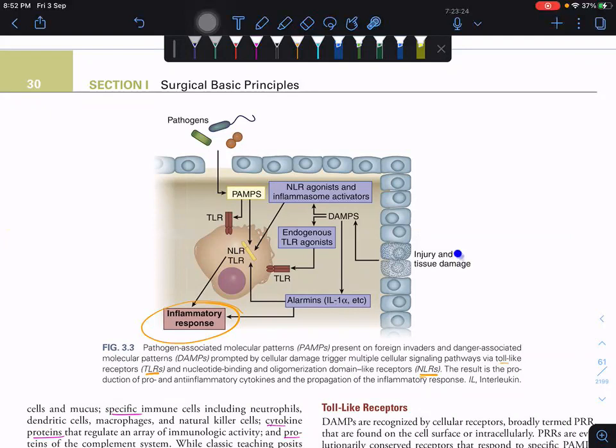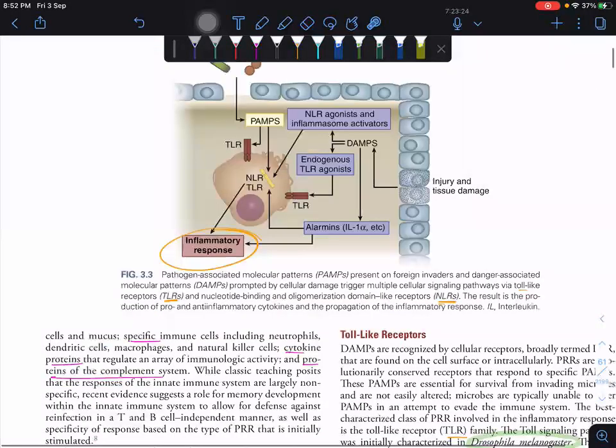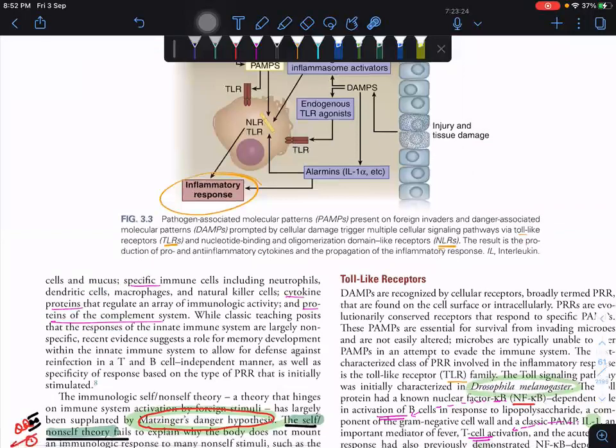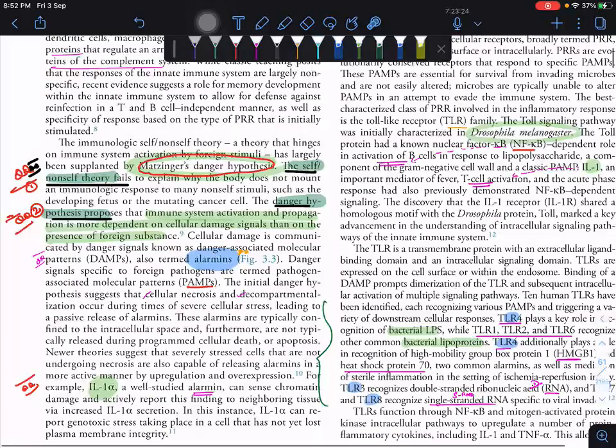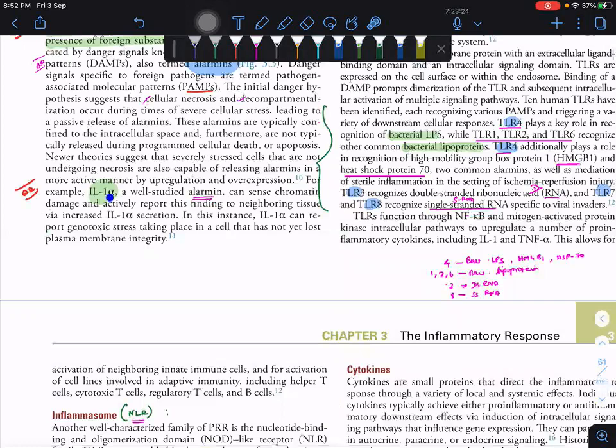Whenever injury or tissue damage is happening, the cell itself releases DAMPs. It will release IL-1 alpha. This IL-1 alpha tells the neighboring cells, my cell is going to die, please help. That is the inflammatory response. So just remember, IL-1 alpha is the example for alarmins. Next, we come to the toll-like receptors.